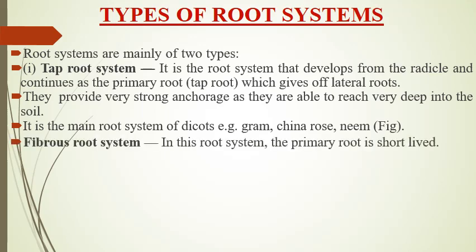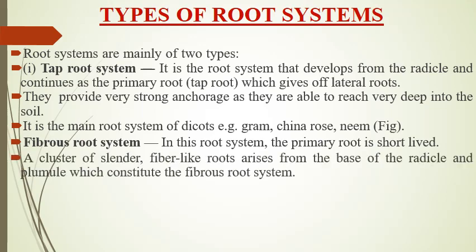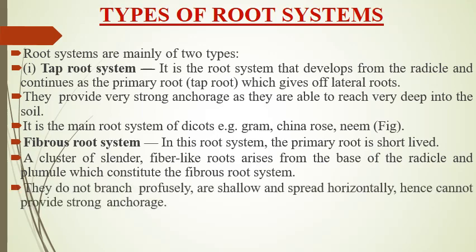Fibrous root system. In this root system, the primary root is short-lived. A cluster of slender fiber-like roots arises from the base of the radicle and plumule, which constitute the fibrous root system.